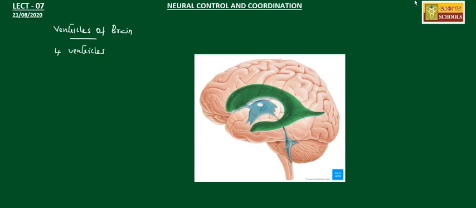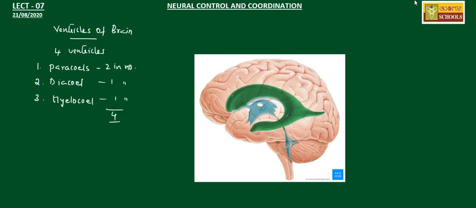There are paracoels, and these paracoels are 2 in number. And then there is the diacoel, and the third type is the myelocoel. So this is 1 in number, and this is also 1 in number. So in total you have 4 ventricles of the brain.